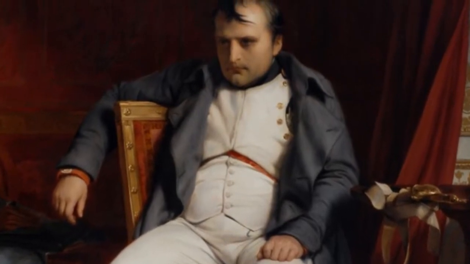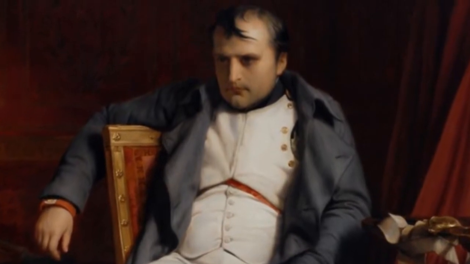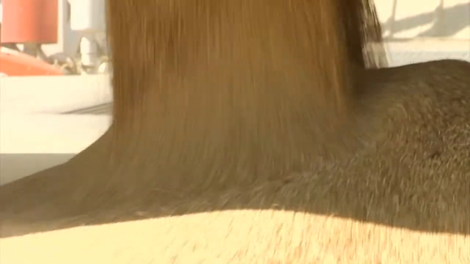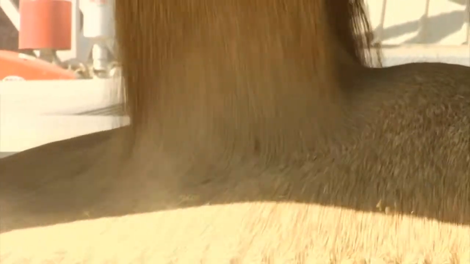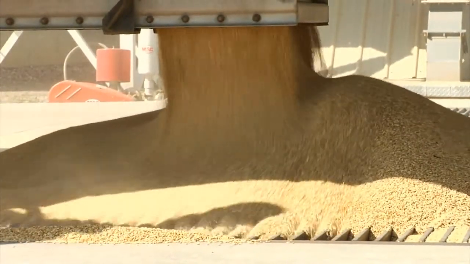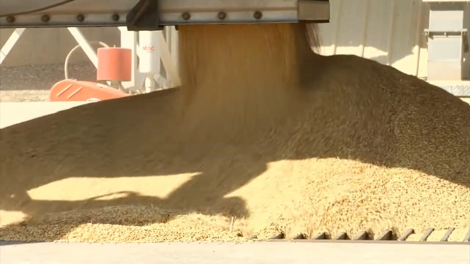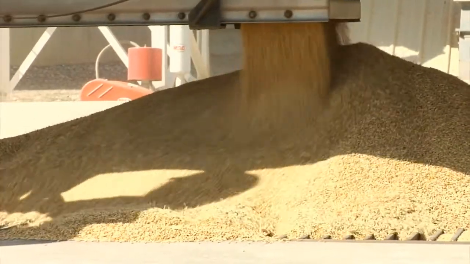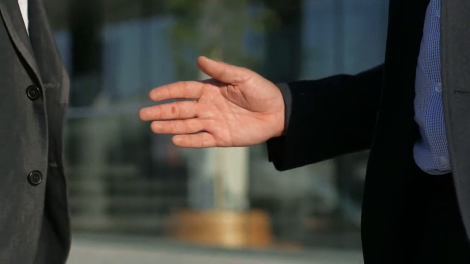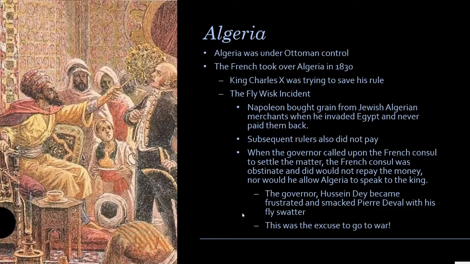Now, Napoleon, back long ago, no, not that long ago, bought grain from Jewish Algerian merchants when he invaded Egypt, and he never paid them back. Subsequent rulers of France also did not pay Algeria back. And trust me, if you are feeding an army, that's a lot of grain. Now, when the governor called upon the French consul to settle the matter, the consul was obstinate and would not allow the money to be repaid. Now, this was obviously an issue.